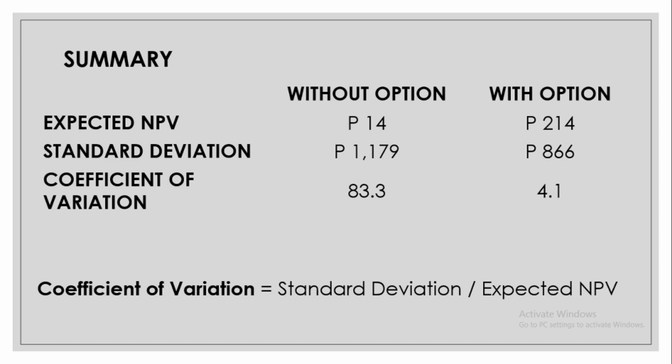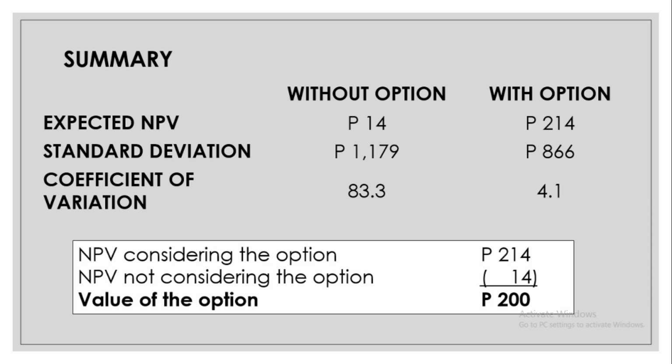So let's now compute the value of the option, which is just to deduct the NPV, or the expected NPV, of the project without the option from the project with the option. So we have 214 minus 14, and so we have 200 as the value of the option.